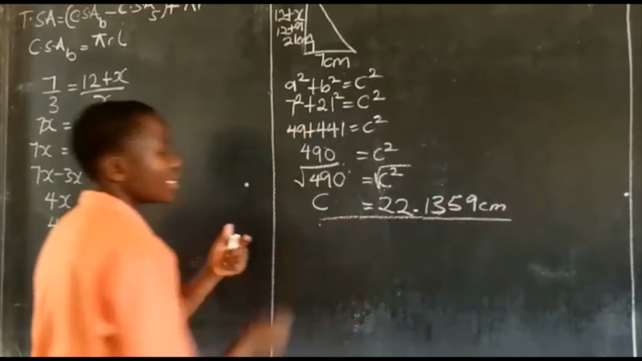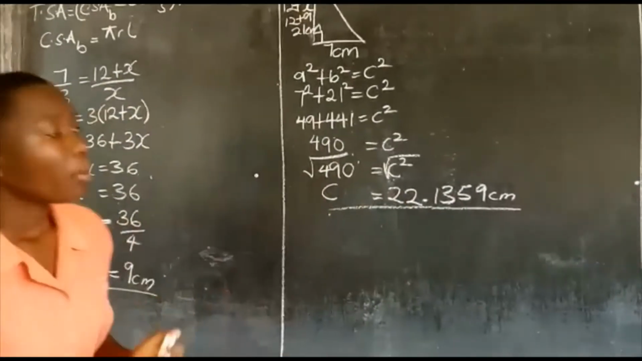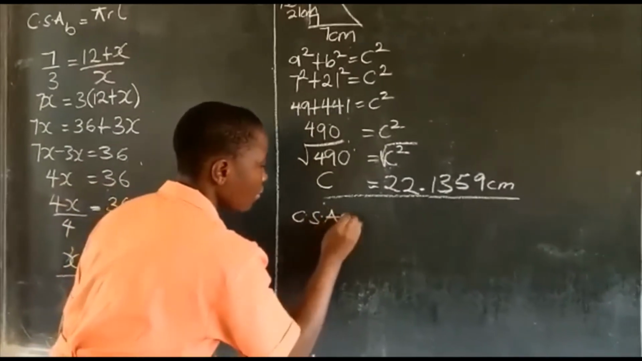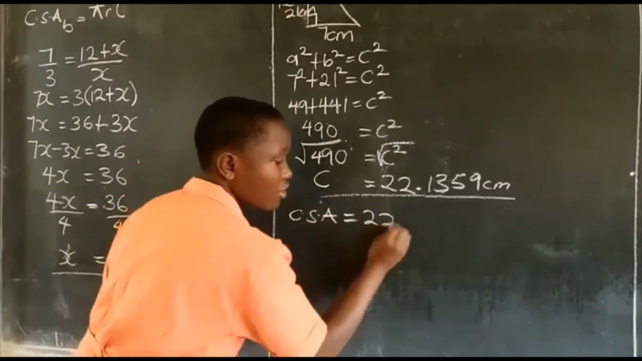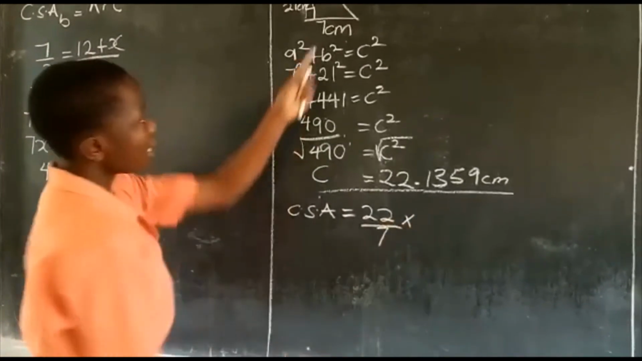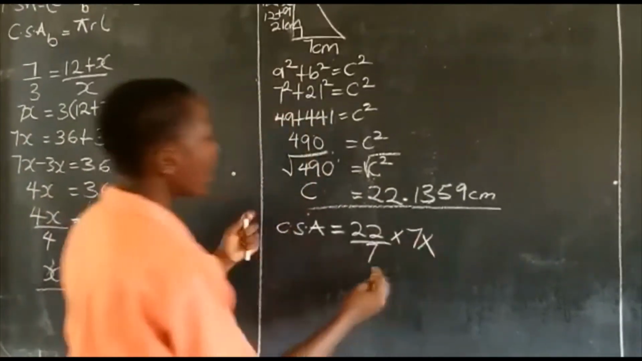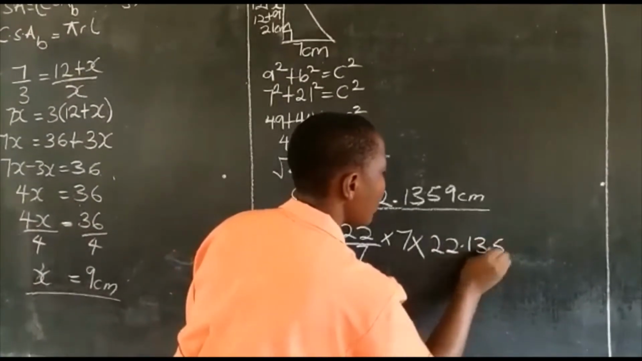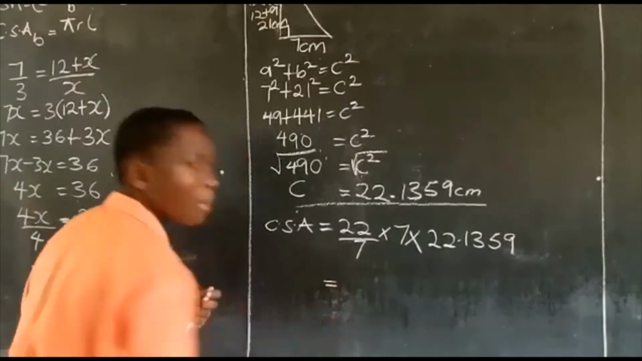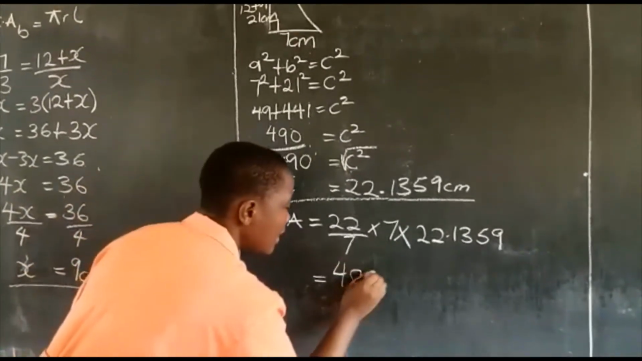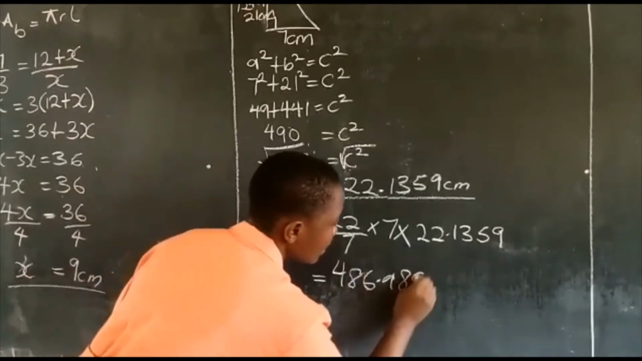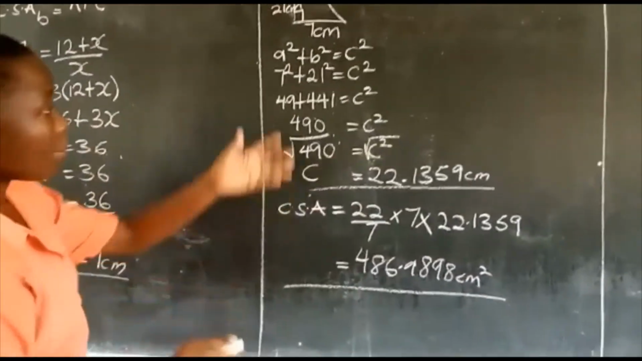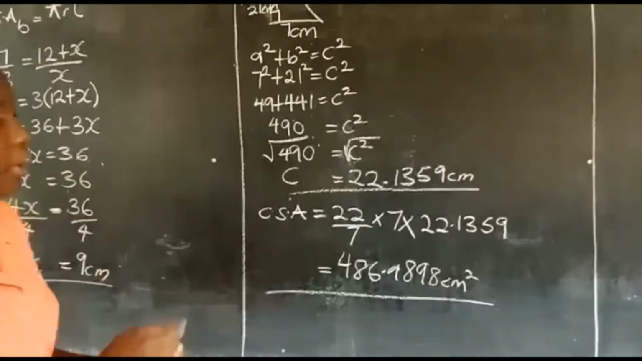So, given our c as 22.1359, we are now able to find our curved surface area for our big cone, which is pi RL. We have our pi as 22 out of 7. We have our radius, which is 7, times L, which is the slanting side, 22.1359. And our curved surface area for our big cone will be 486.9898 centimeters squared.